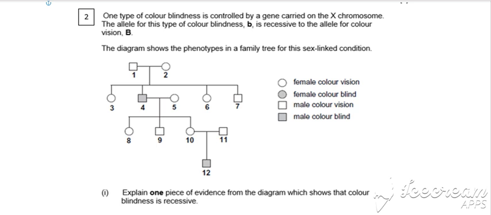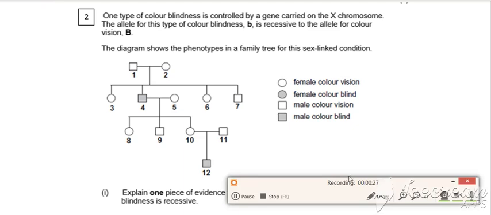One type of colour blindness is controlled by a gene carried on the X chromosome. The allele for this type of colour blindness, b, is recessive to the allele for colour vision, capital B. The diagram shows the phenotypes in a family tree for this sex-linked condition. Explain one piece of evidence from the diagram which shows that colour blindness is recessive.